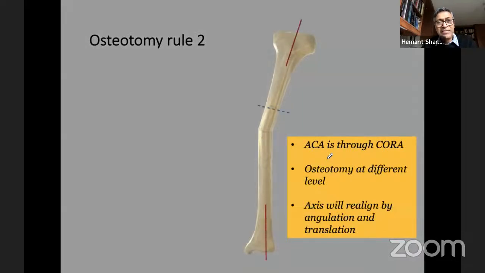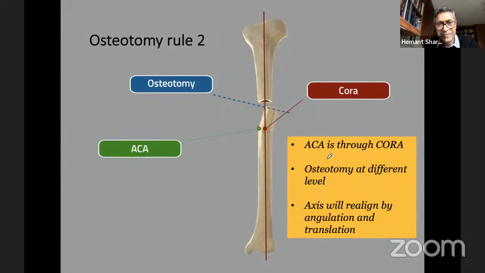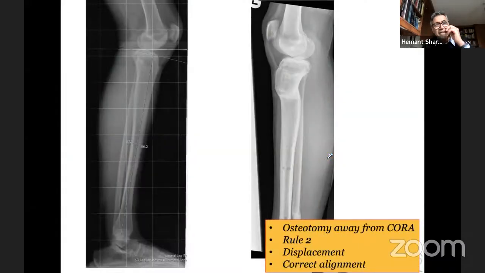Rule two, when the ECA is through the CORA, so you're correcting at the apex of the deformity, but the osteotomy is at a different level, and that could be for a number of reasons, in which case your bone will become collinear, but there's a slight zigzag deformity. And this is an example. This is a 17-year-old young girl who had a reversal of slope, and clinically she has had hyperextension and couldn't do any sports.